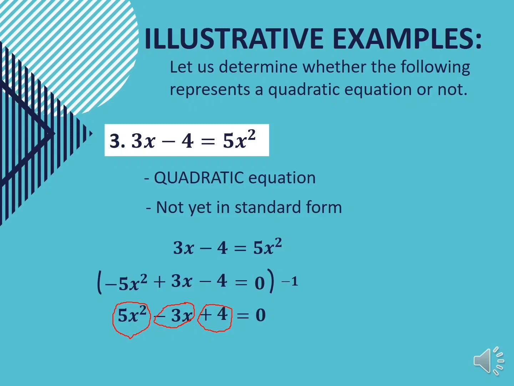Okay? So, how about 5x squared? What is the sign? Okay, so that is positive. Now, since we already know this and we already changed it into standard form, let us now identify the real numbers a, b, and c. What is the value of a? Very good. So that is positive 5. How about the value of b? That is negative 3. And how about the value of c? That is positive 4. So a is equal to 5, b is equal to negative 3, and c is equal to 4.